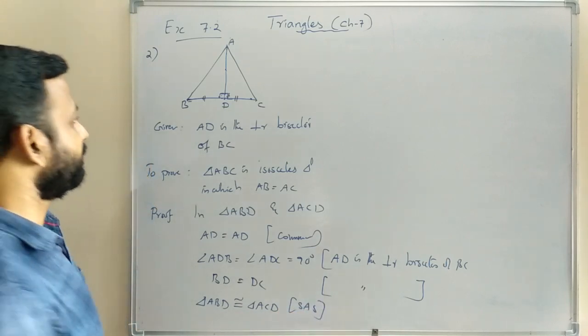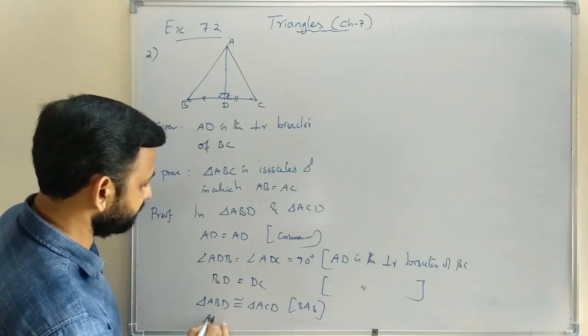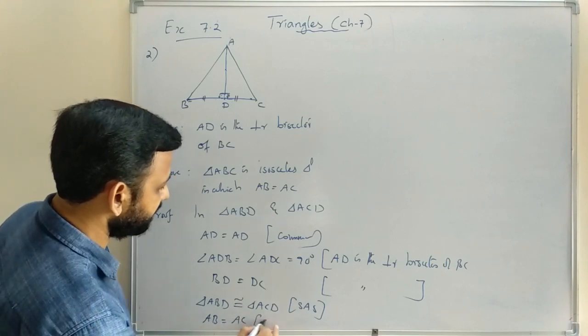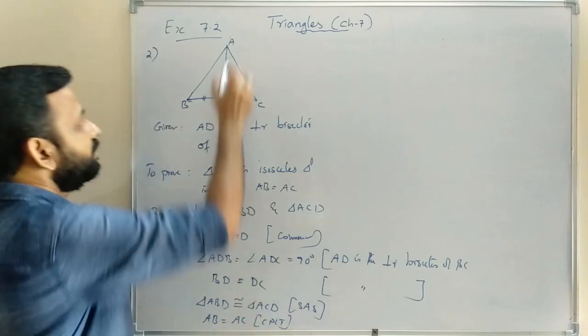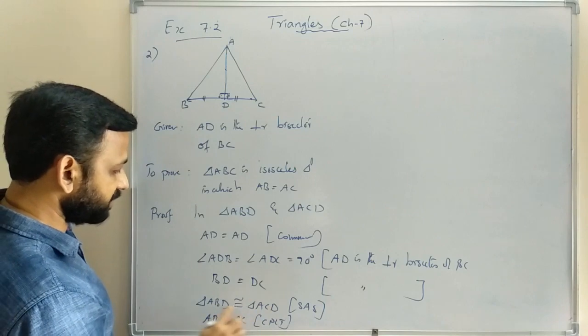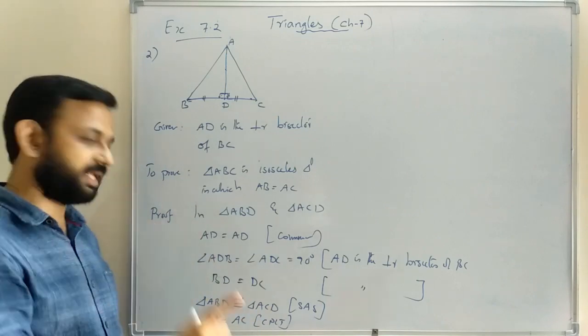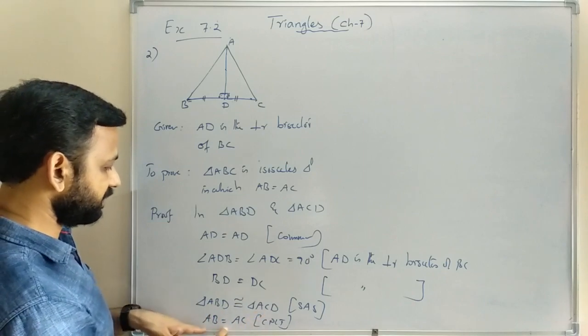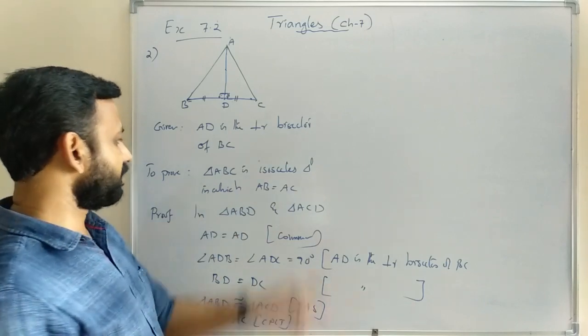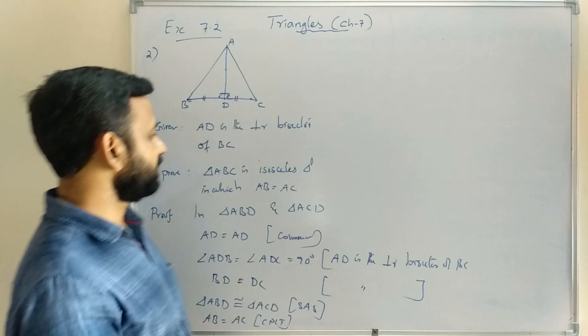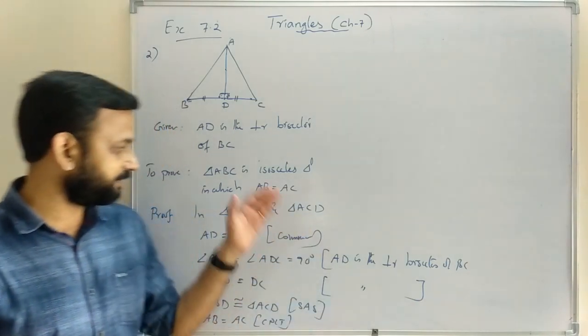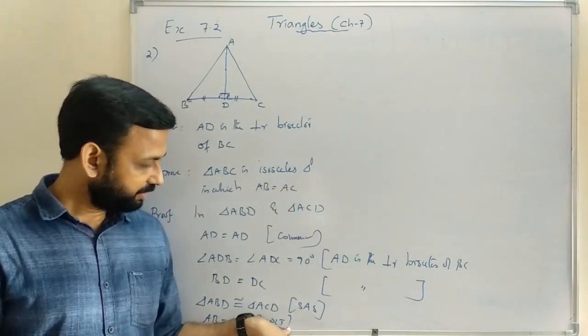And if they are congruent, AB equal to AC, that is CPCT. If two triangles are congruent, then corresponding parts are equal. So AB equal to AC, CPCT. So now we got the result: triangle ABC is an isosceles triangle in which AB equal to AC.